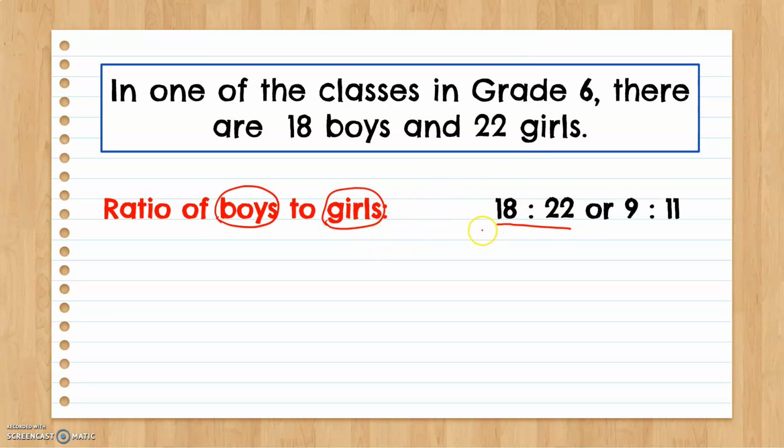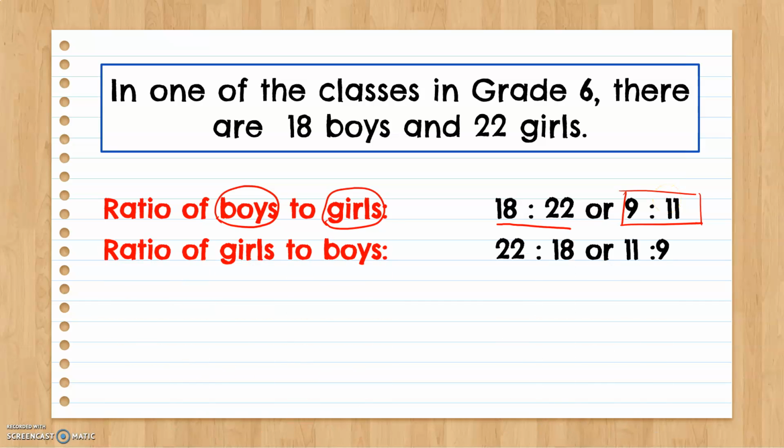But let us always remember that ratio should be expressed in simplest form. So instead of writing 18:22, we will have our final answer as 9:11 because this is the simplest form of 18:22. Now, if you want to write the ratio of girls to boys, we will have to interchange the numbers of boys and girls. Since girls are mentioned first, then we should have the number of girls written first in our ratio before the number of boys. So instead of 18:22, we will have 22:18. But again, remember that our answer should always be in simplest form. So for our final answer, the ratio should be 11:9.